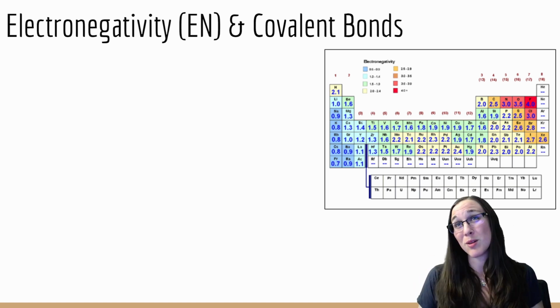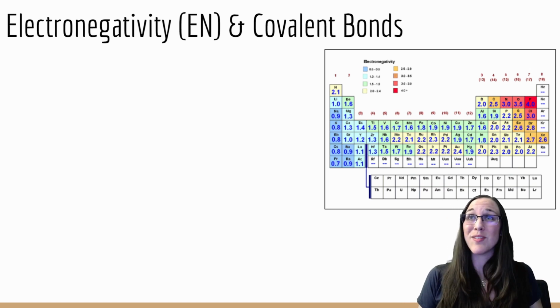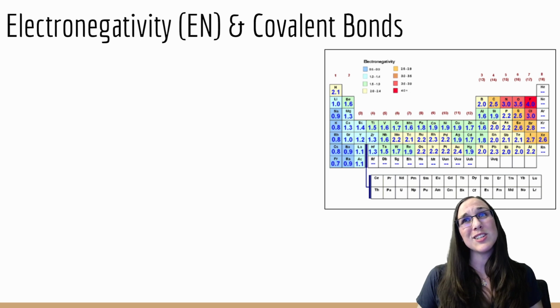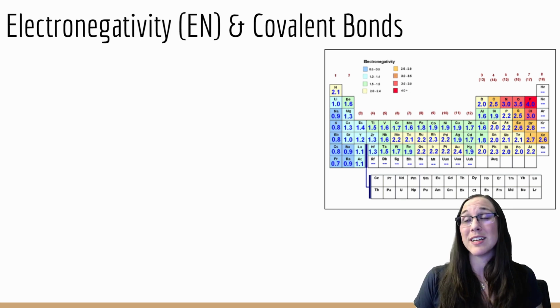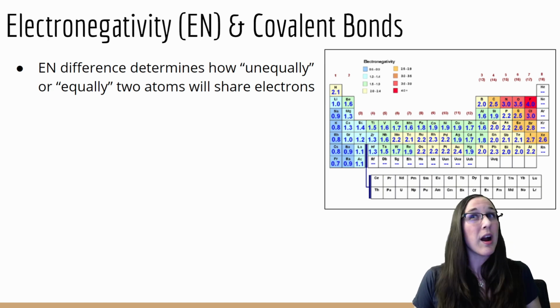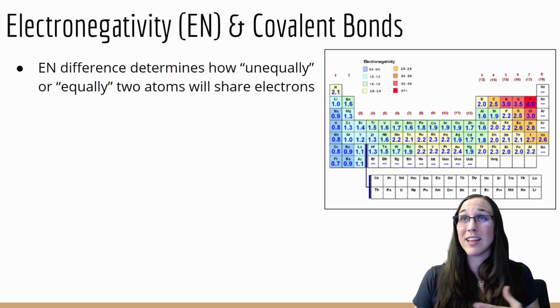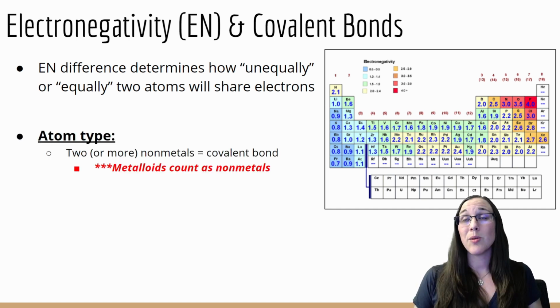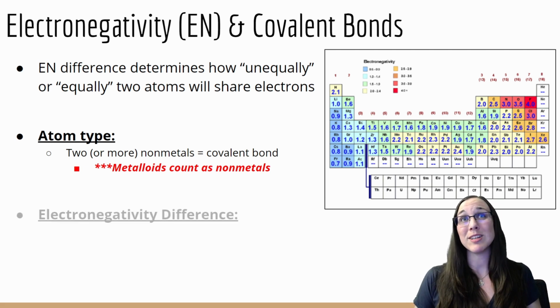So if you want to be more precise or more quantitative in terms of drawing your spheres for a 3D model, we need to know how to find the actual electronegativity difference between 2 atoms. EN, or electronegativity, determines the difference between how equally or unequally 2 atoms will share electrons in a covalent bond. So if the atom types present are 2 or more nonmetals, we know this as a covalent bond. Metalloids do count as nonmetals.